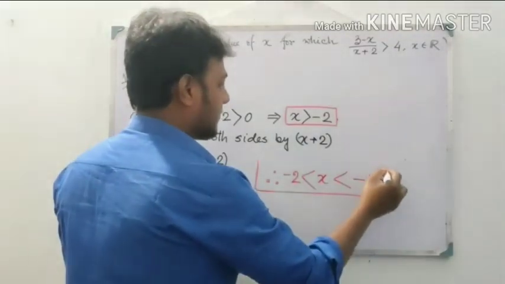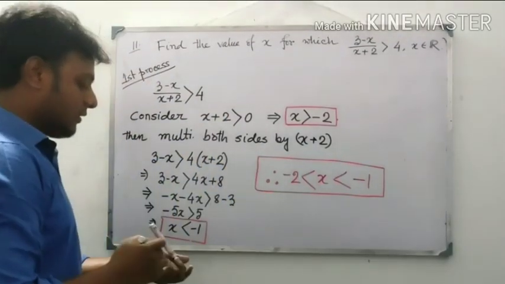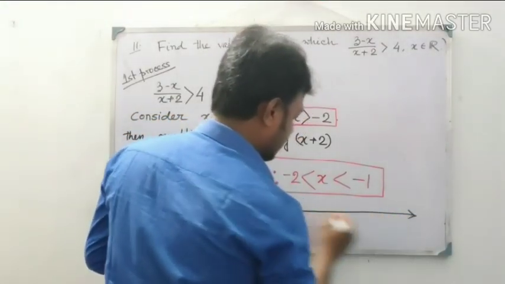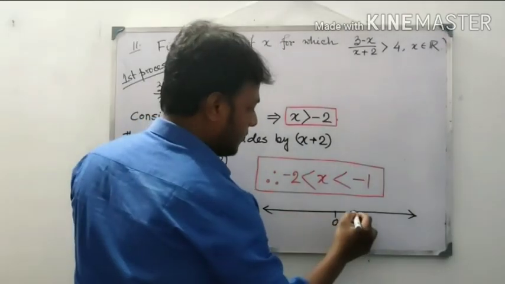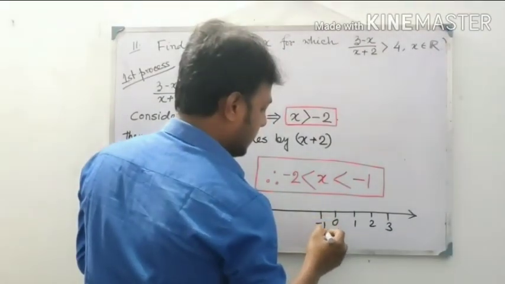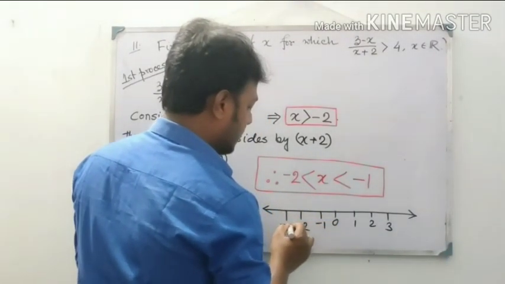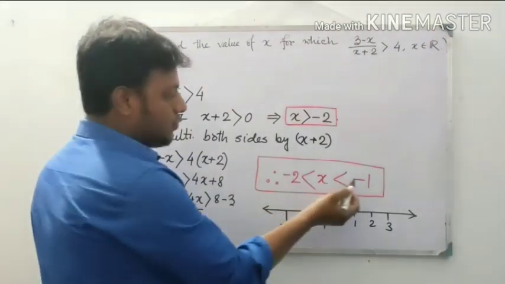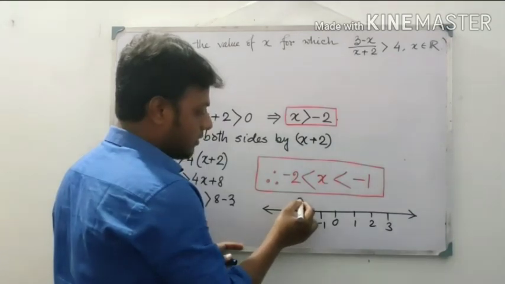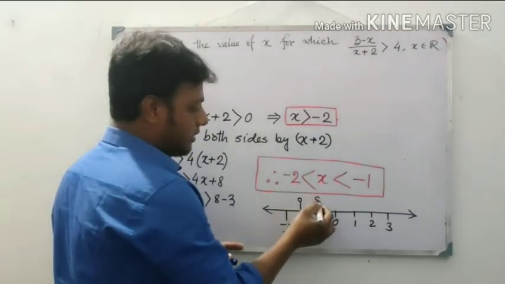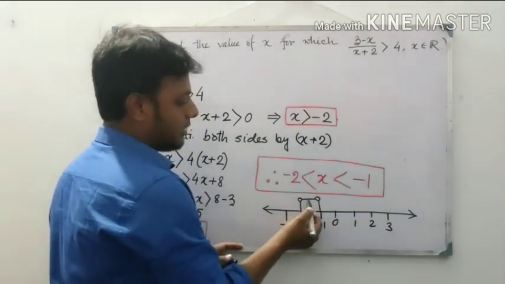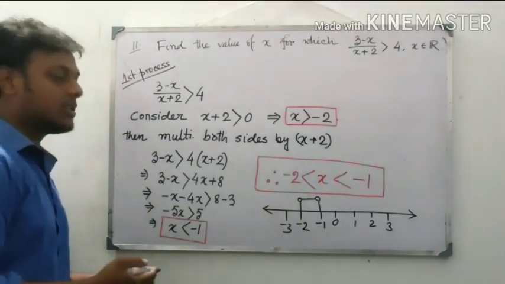This is one process. So if you plot this on the real line, then the answer will be, this is our real line scale, 0, 1, 2, 3, minus 1, minus 2, minus 3. Okay, minus 2 to minus 1, no equality is there. So highlight the minus 2 point, highlight the minus 1 point. Since no equality sign is there, the only solution is this part. This keep empty. So this completes the solution.